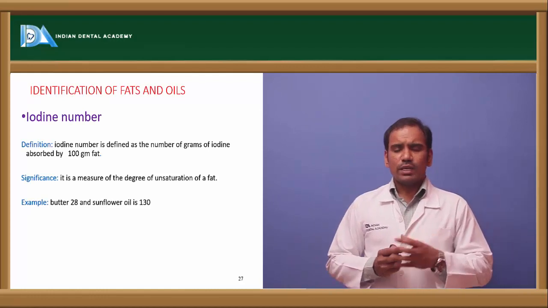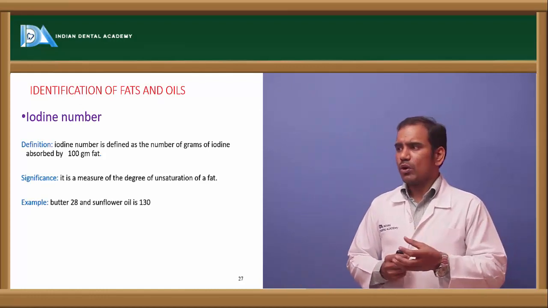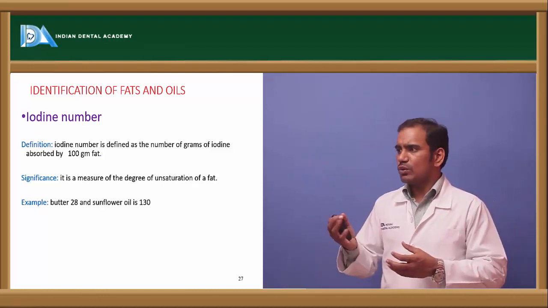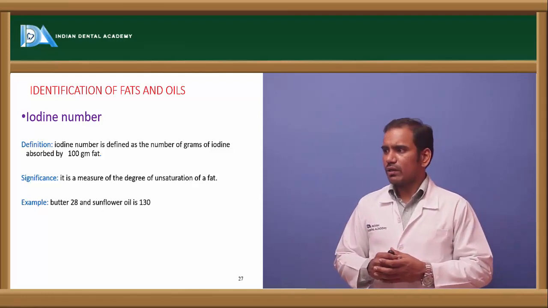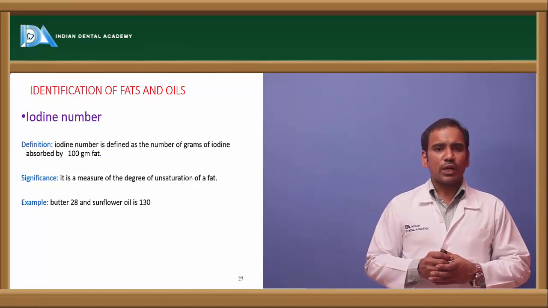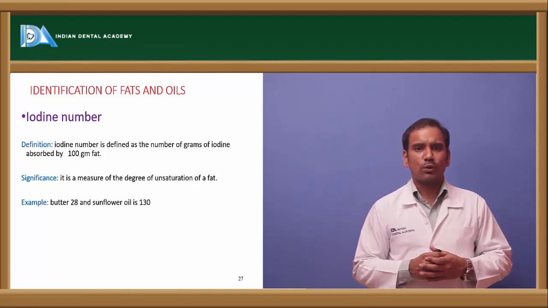There are a few tests to identify whether the given fat is pure or not, whether there is any adulteration or not. To identify that, we do some tests. Those include the iodine number. So what is the iodine number? The iodine number can be defined as the number of grams of iodine absorbed by 100 grams of fat.